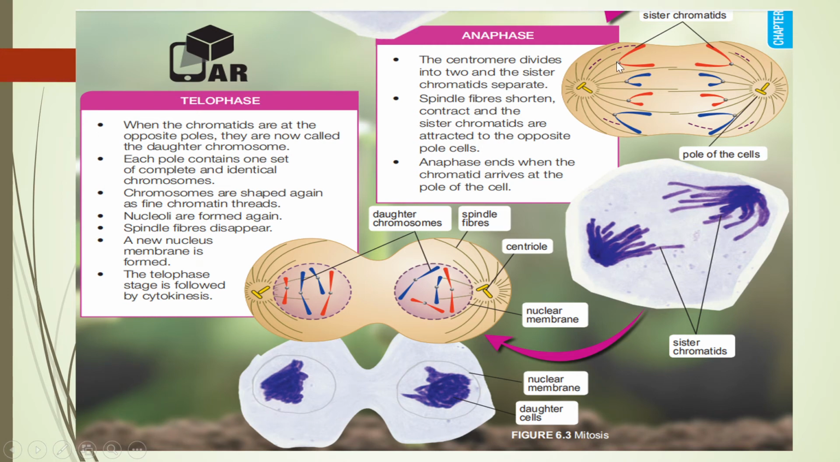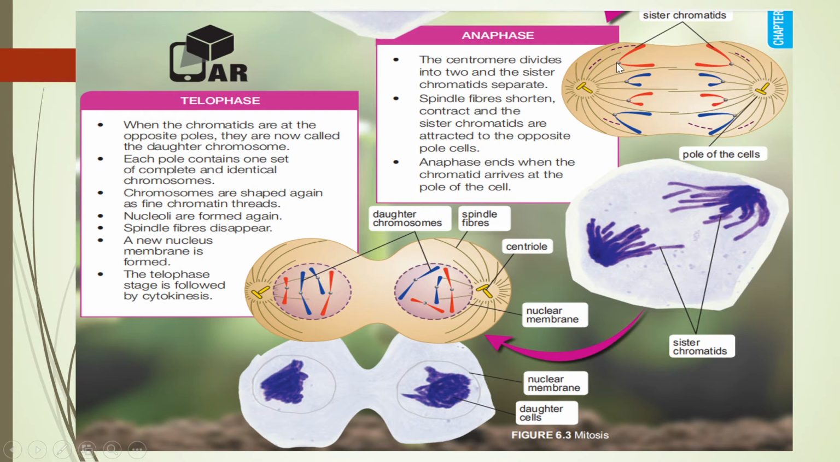So you can count 1, 2, 3, 4. Another side 1, 2, 3, 4. So they are already divided. So the sister chromatids are already separated from each other. So please notice how to draw where the centromere is the leading one. Because the spindle fiber shortens. You know that this centromere is attached to the spindle fiber, right? So when it shortens like this, it pulls, so this will go first.